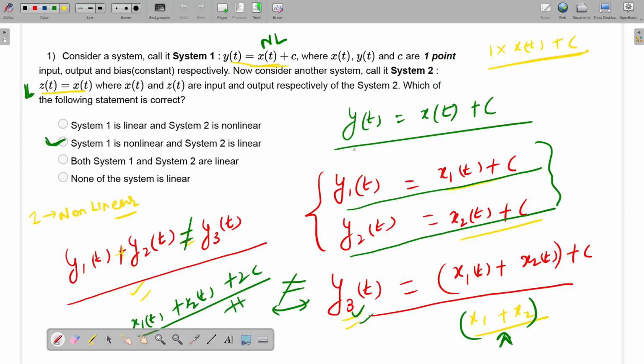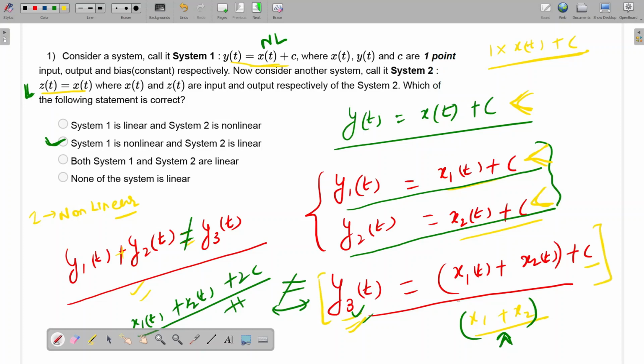So see here, y of t is equal to x of t plus c. Y1 of t is equal to x1 of t plus c. Y2 of t is equal to x2 of t plus c. What is y3 of t? Here some transformation is there. What is the transformation? X of t is multiplied by 1 plus c. The same transformation we apply to x1 plus x2, so I multiply x1 plus x2 by 1 and add c. This is called y3 of t.